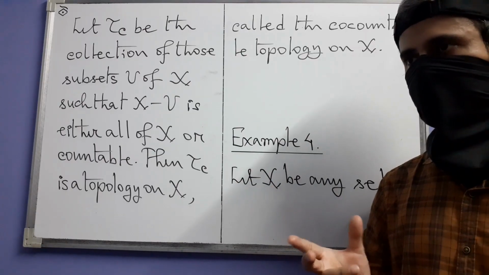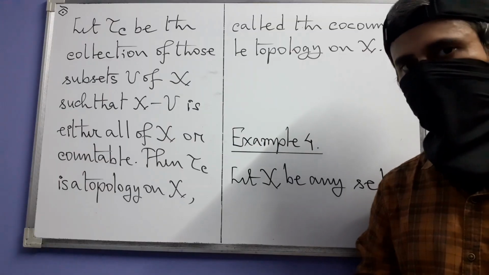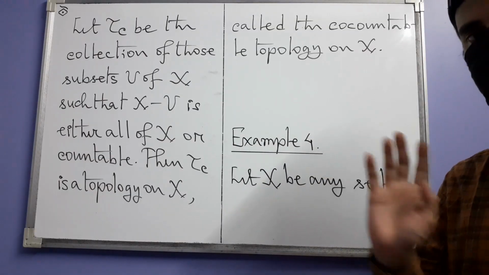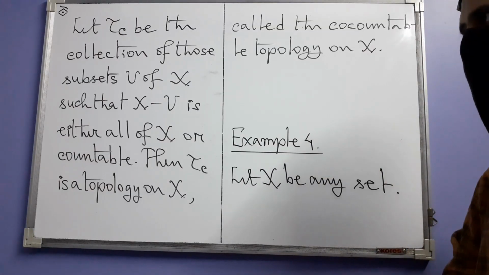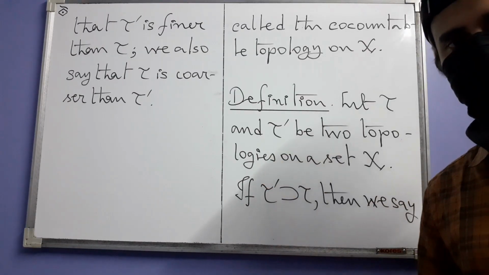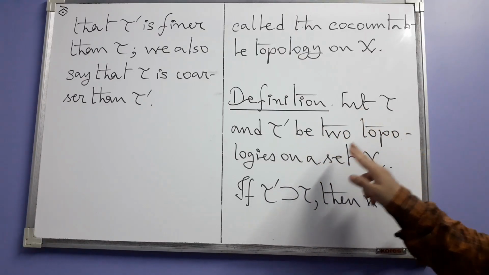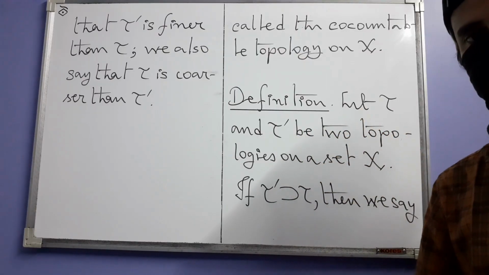Some topologies were not comparable, one was inside the other, that type of thing. So we have names, we have some terms for these situations. So that is next. So next we have this definition. In this definition, let's consider two topologies tau and tau prime on a single set X.